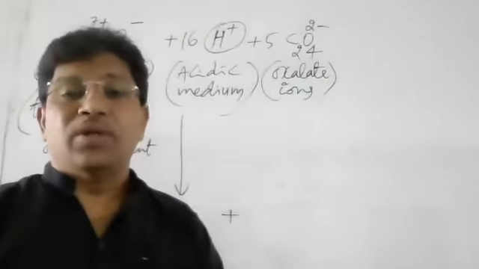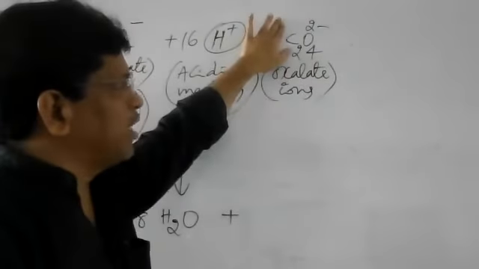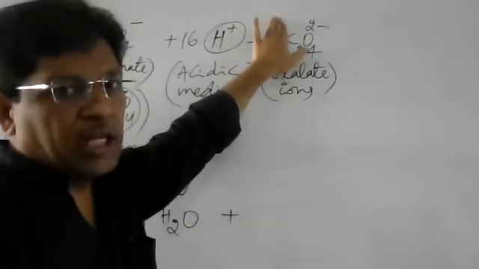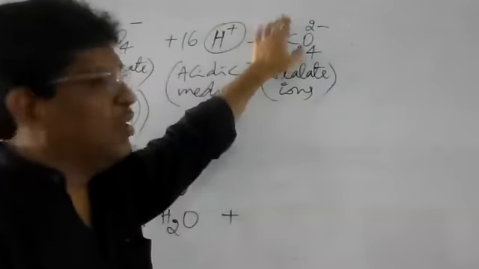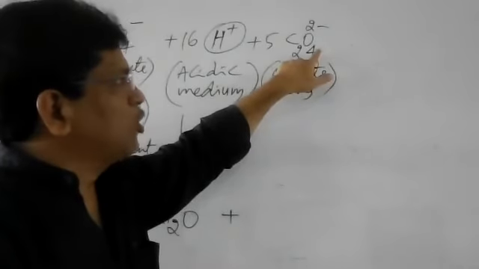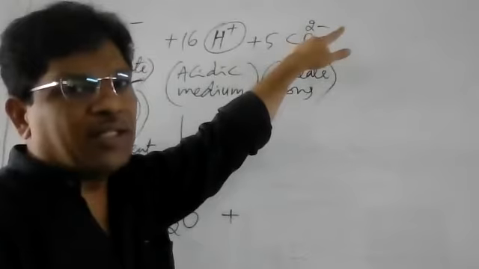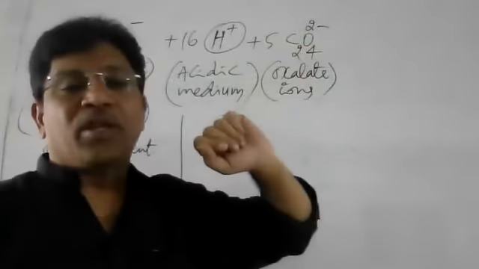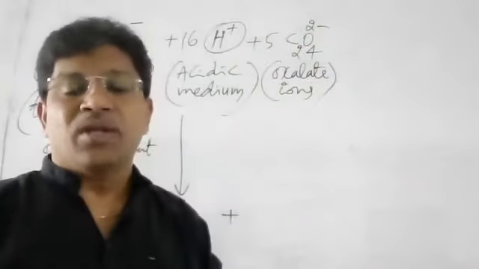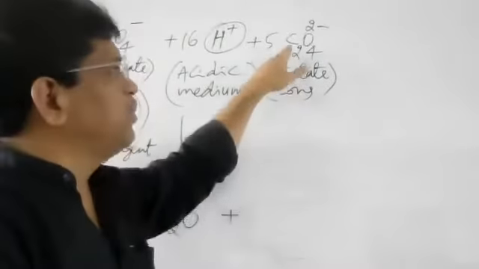Now, here is C2O4 minus 2. In this C2O4 minus 2, we have to understand how much charge each carbon has. Each oxygen is minus 2. Minus 2 into 4, minus 8. Out of minus 8, minus 2 is already the overall charge, so minus 6 is cancelled. Minus 6 is cancelled by what? Plus 6.